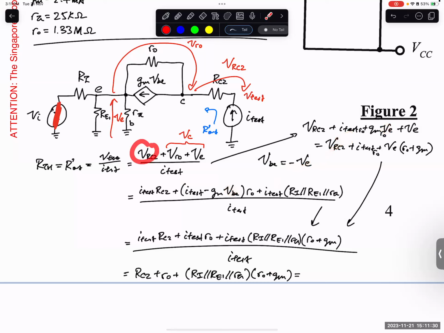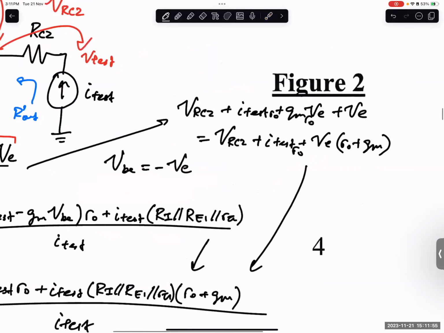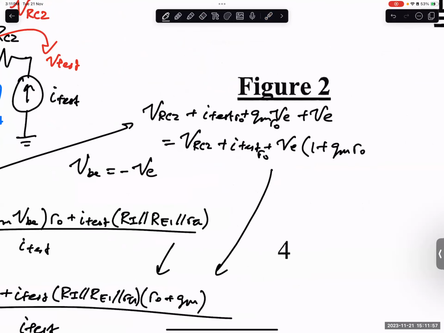So this one is this one. This VRO is actually this one. VE is just VE. Can you see? VRO I open up already. I test RO plus, because negative VBE, so it's GM RO VE, like that. So I can combine this VE together, become 1 plus GM. I keep making this mistake.